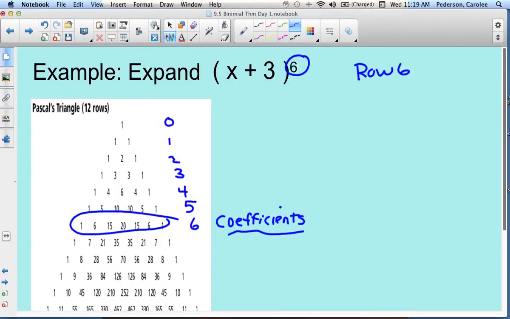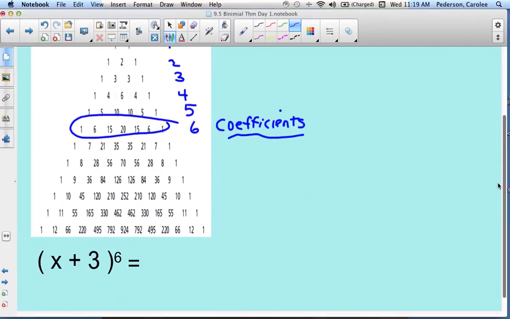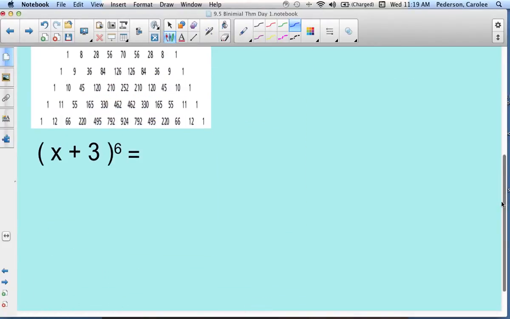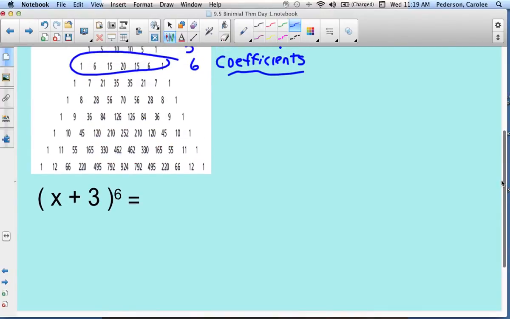And then a pattern is going to appear. All right, so I'm going to leave a blank for a moment. That's going to be my coefficient. And now I start with the first piece in our binomial, which is x, and I'm going to raise it to the 6th power. Then I'm going to take the second piece, 3, and raise that to the 0 power.